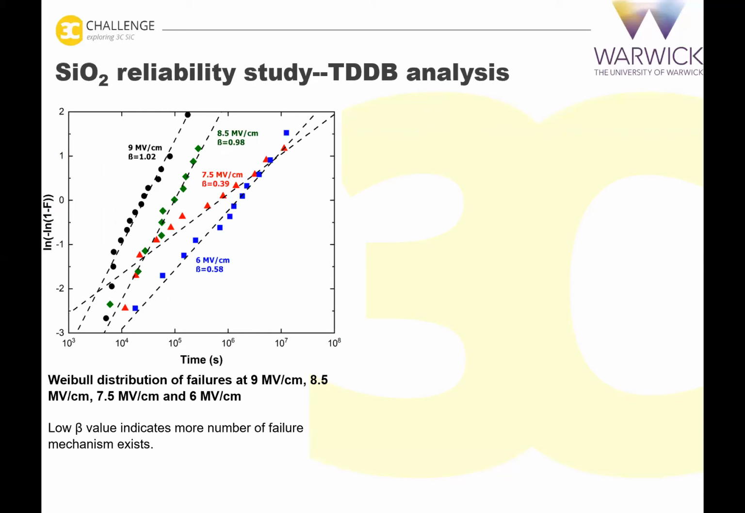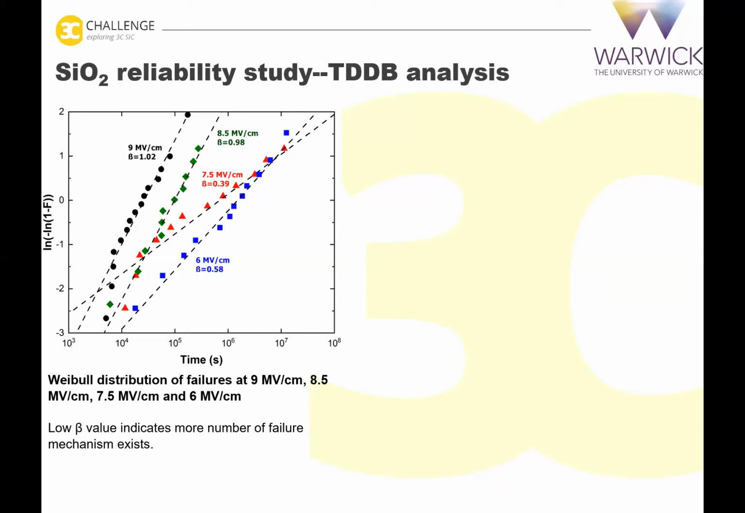So here we are again only showing the results for the smaller devices, 100 microns. These MOS capacitors were biased at a fixed gate voltage until all of them had failed. The tested conditions are 9, 8.5, 7.5, and 6 megavolts per centimeter. And the graph is a Weibull distribution of the results.